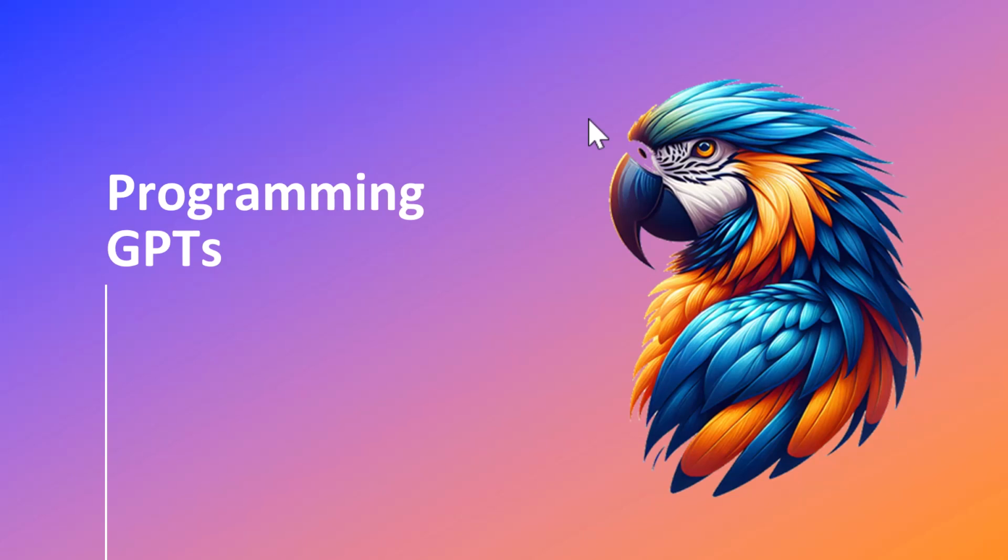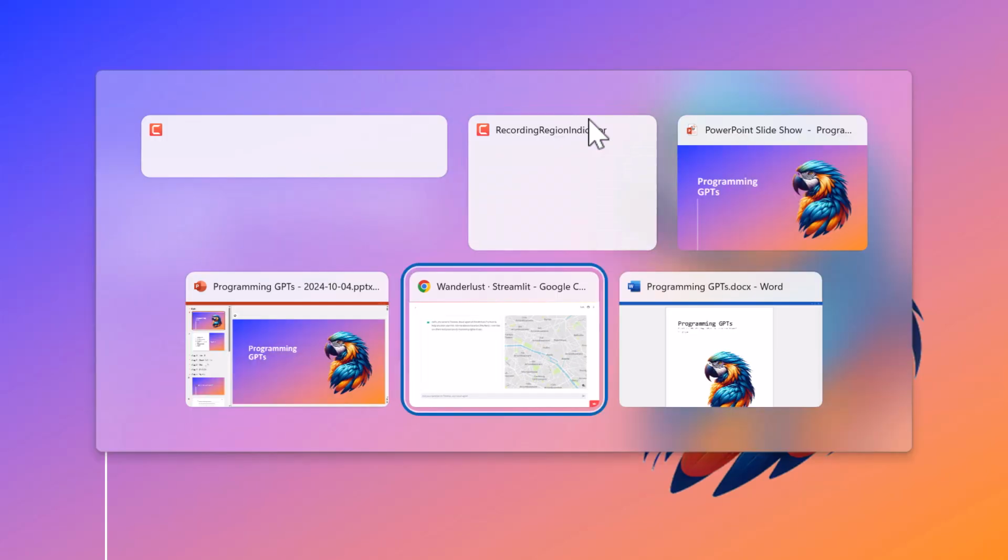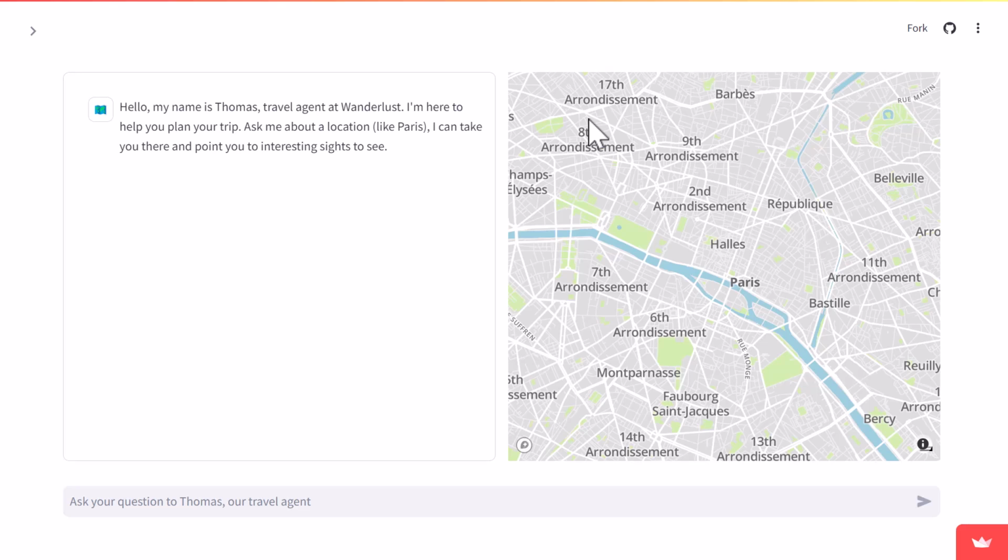Right, so let's start with a simple demo of an app that I've developed, that is implementing an AI agent called Thomas. Thomas is a travel agent at a travel agency called Vanderlust. This is fictive. It's inspired from a demo that has been done by OpenAI at the Dev Day in 2023. This agent has the ability to help you plan your trip. You can ask about a location, and it can point you to interesting sites on the map. So let's see how Thomas is leveraging those tools.